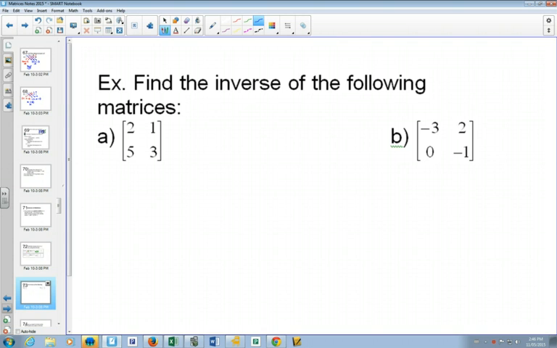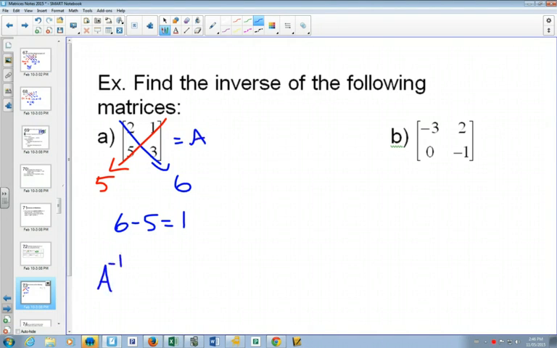So we know that we're going to need our determinant. This is going to be 6. This is going to be 5. So when we go 6 minus 5, we get a determinant of 1. If I call this matrix A, then A inverse would be 1 over my determinant, which is 1, kind of nice. Switch 3 and 2, make these ones negative, -1 and -5, and we have our inverse.